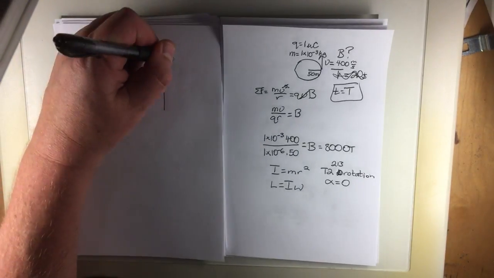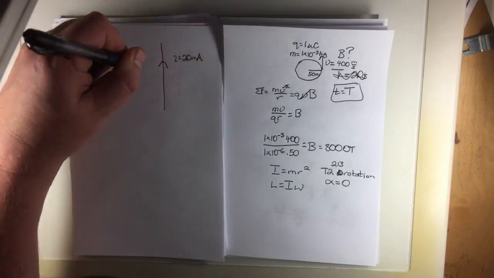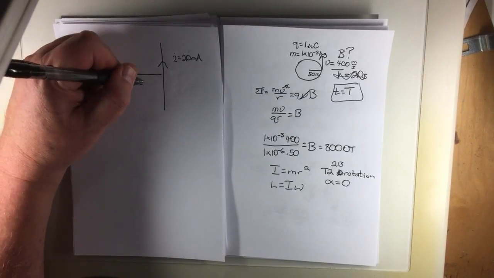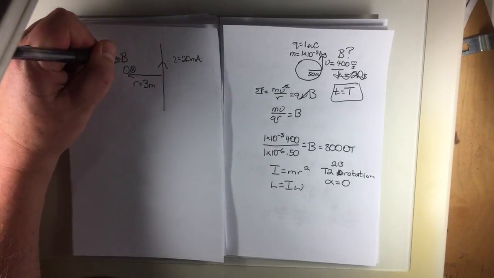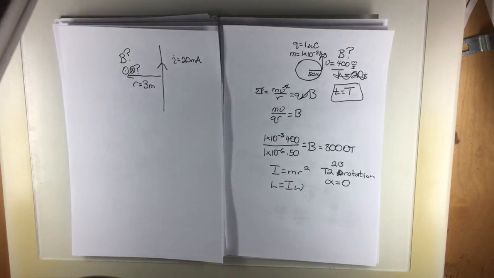Let's say, for instance, that I was 20 milliamps, and I'm at a particular distance, R, which is 3 meters. What is the B field, and is it in or out? So the B field magnitude, in or out.